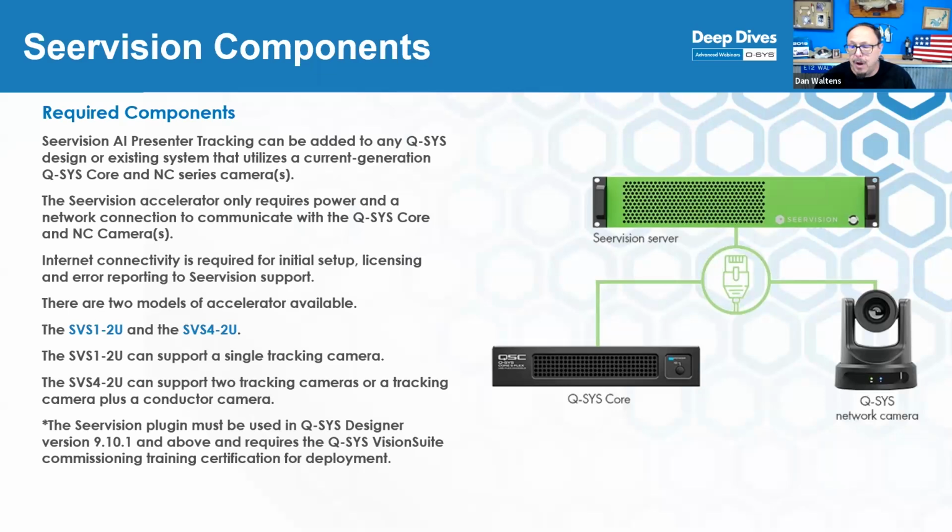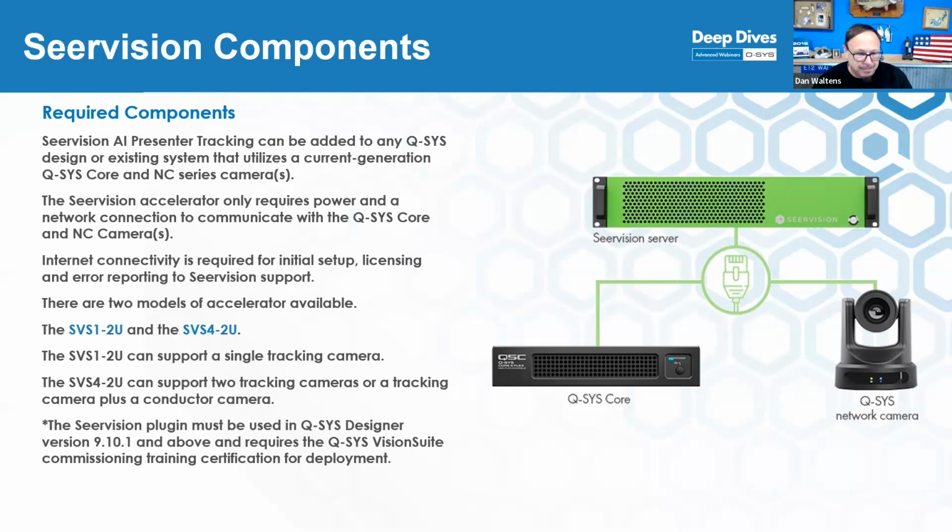There are two models of the accelerator available, the SVS1 2U and the SVS4 2U. So the SVS1 supports a single tracking camera, and this makes no sense to me, but I'm not in charge of naming the products. The SVS4 supports two tracking cameras or a tracking camera plus a conductor camera. Model names are holdovers from legacy systems. So that's kind of why it doesn't follow our naming convention there.